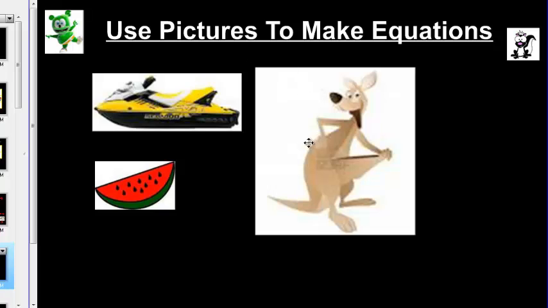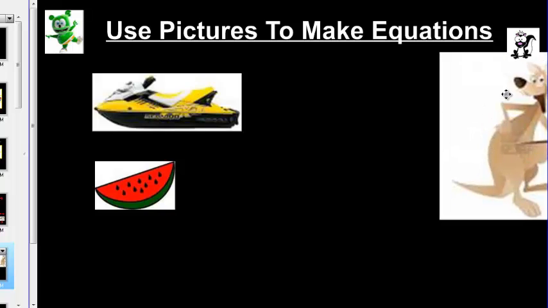Now let's get a little creative here. We're going to use pictures like what we did in the last one. We're going to make our own equations. So let's, ooh, that's not nice to the kangaroo. Let's leave the kangaroo alone. Let's be nice to the kangaroos.